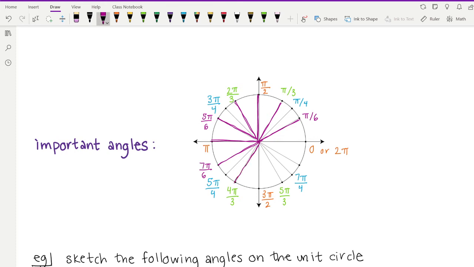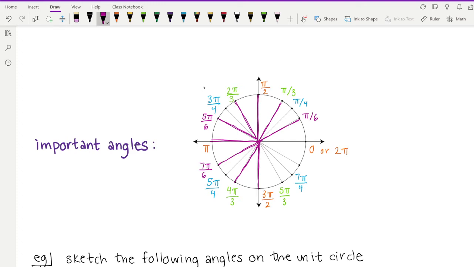8 pi over 6 would put us here, but 8 pi over 6 would reduce to 4 pi over 3, so we already have that one. So let me just count again. So we have 1, 2, 3, 4, 5, 6, 7, 8 pi over 6. This would be 9 pi over 6. 9 pi over 6 is the same as 3 pi over 2.